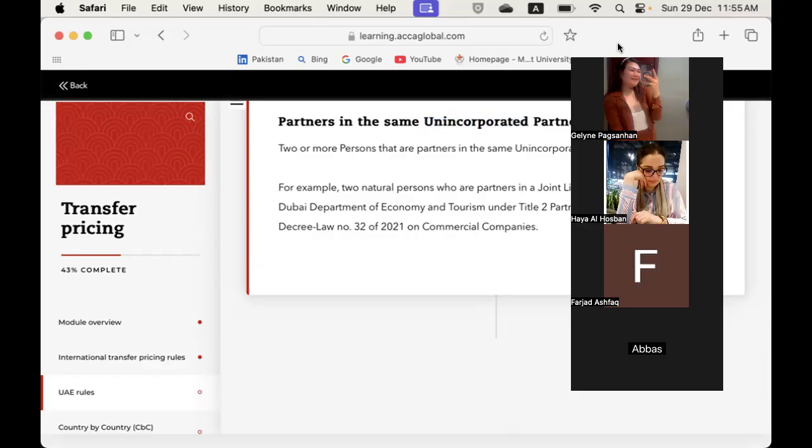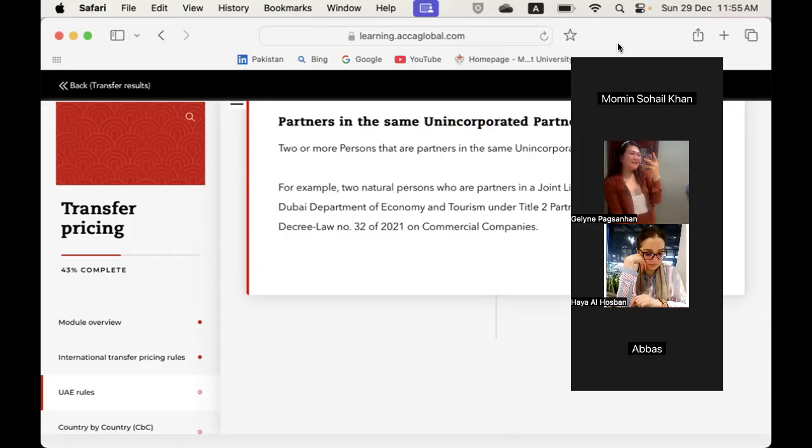Now I'm asking this as practitioners. I'm thinking of you as practitioners. You are in the field and a general partnership trade license has come to you. What are you going to treat it as? An incorporated partnership or unincorporated partnership?